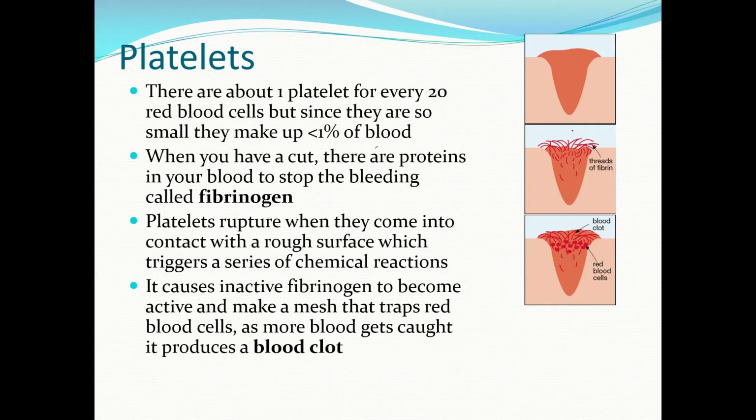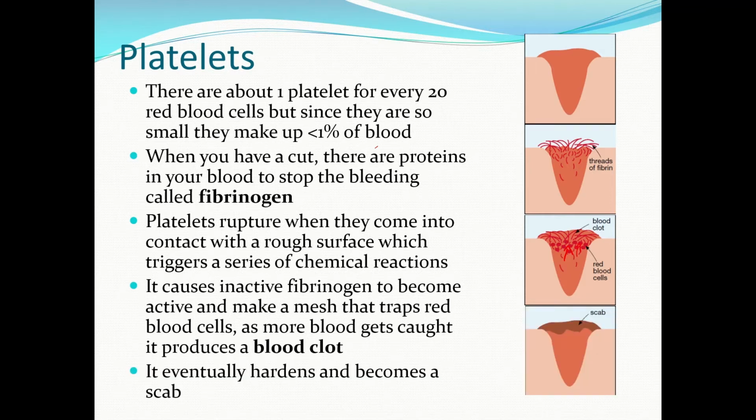Okay, so here you can see that this is our fibrinogen. So normally it doesn't do anything, but when it combines with the chemicals in the platelets, it sort of makes this mesh. Red blood cells get caught as they leave, and that creates our blood clot, and then it hardens and it becomes a scab. So platelets have to do with clotting.